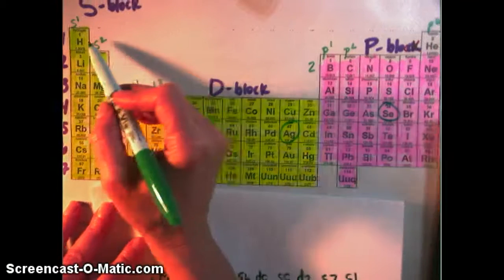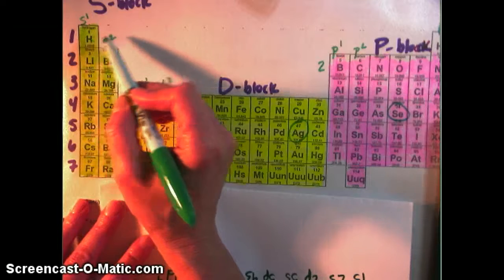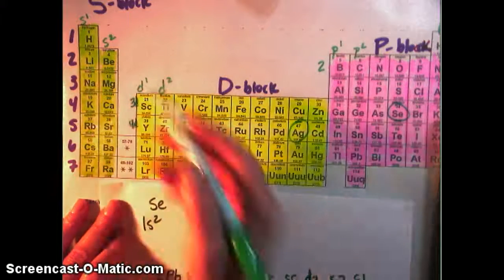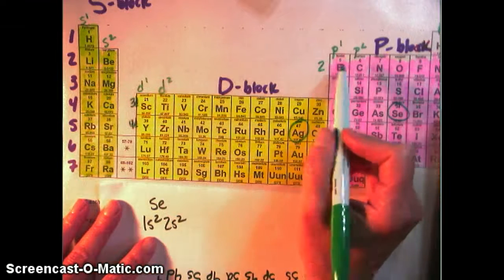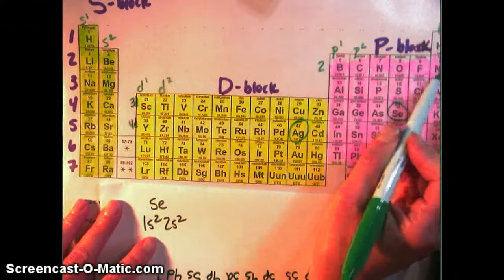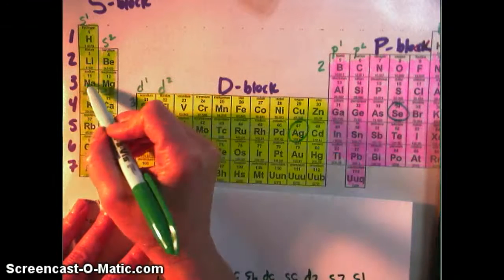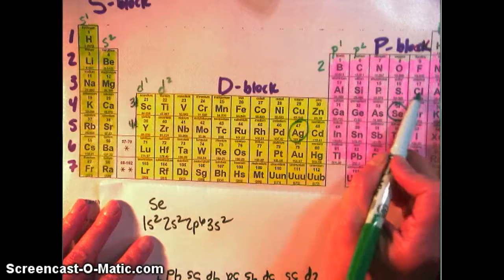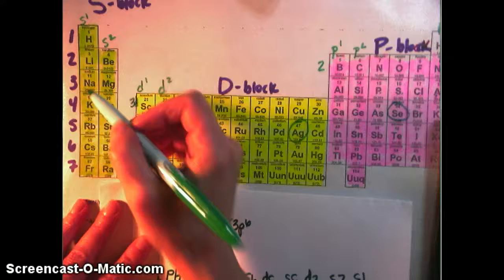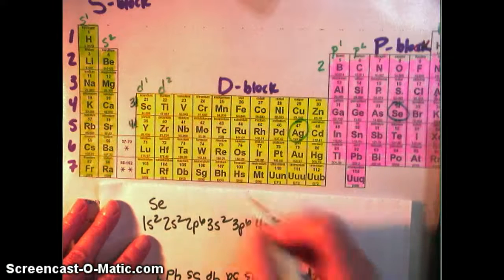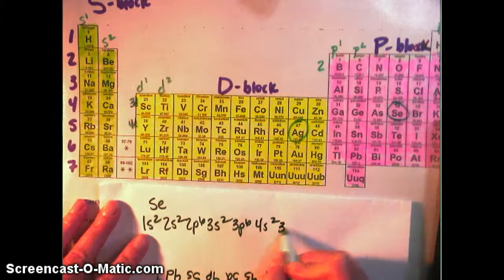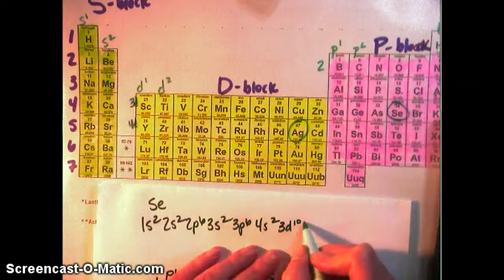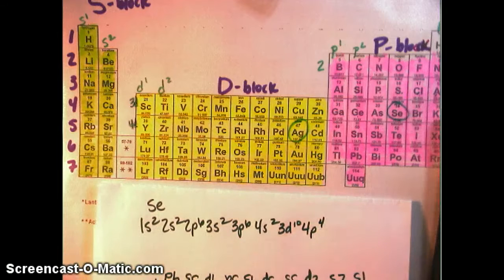and we're going to have the first n equals 1 filled first, and 1s2. Then 2, this is the S block, 2s2. Skip over to 2p, 1, 2, 3, 4, 5, 6. 3s2. 3p, 1, 2, 3, 4, 5, 6. 4s2. 3d10. And then 4p, 1, 2, 3, 4. And that's it.